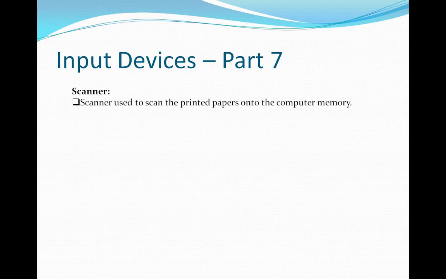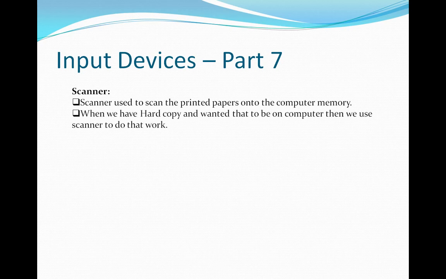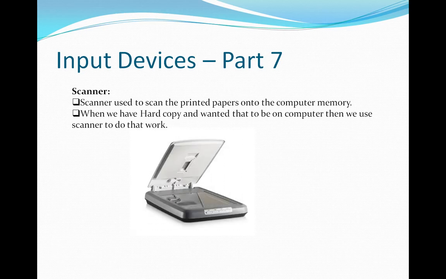And a scanner is used to scan printed papers into the computer memory. You have a physical hard copy and you want to make it a soft copy. That means you want to store that printed paper onto the system. Then we use a scanner. This is a sample scanner, a simple scanner that can scan only one image at a time, but you also have very large scanners that can scan multiple images at a time.